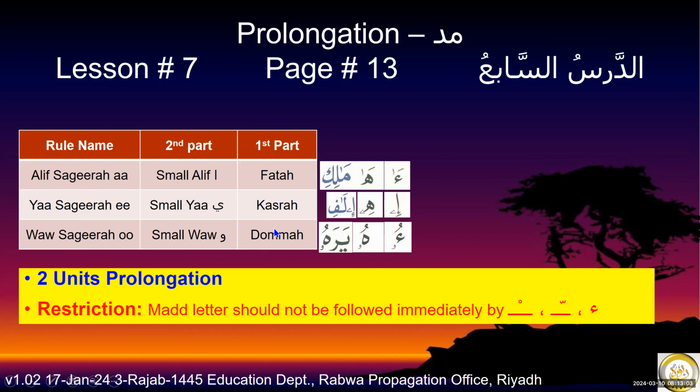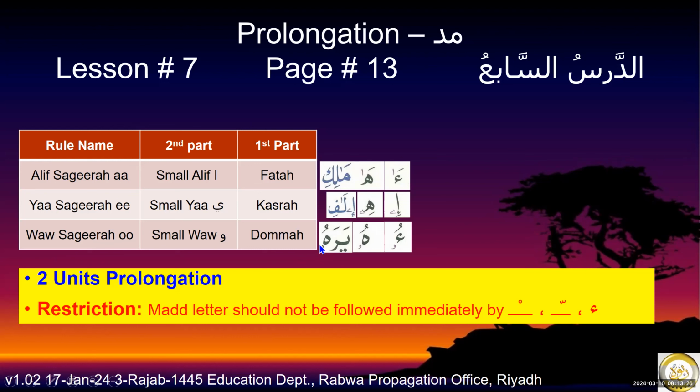Similarly, waw sagira. Waw sagira means dhamma followed by waw sagira. These two must be there, then only it is a sagira rule. Then it has to be prolonged two units. Ha dhamma waw sagira hu. Ya fatha ya, ra fatha ra, ya ra. Ha dhamma waw sagira hu. Ya ra hu. This is required two units.